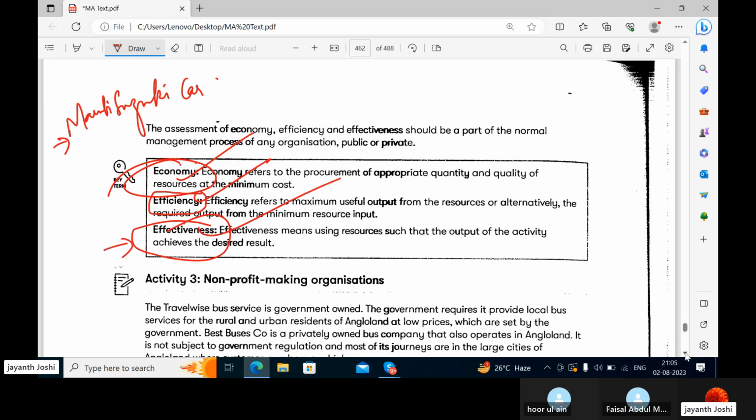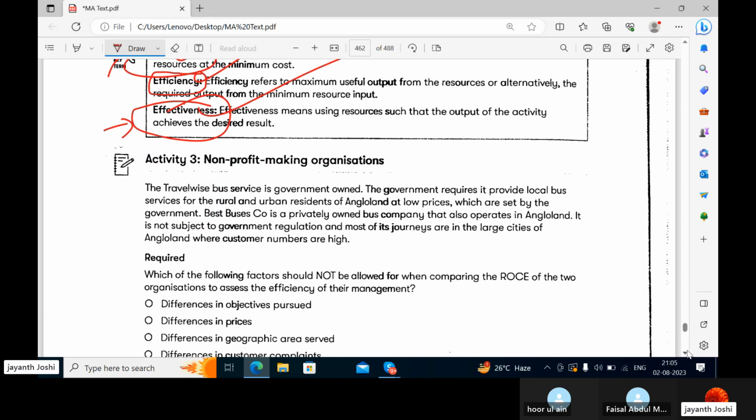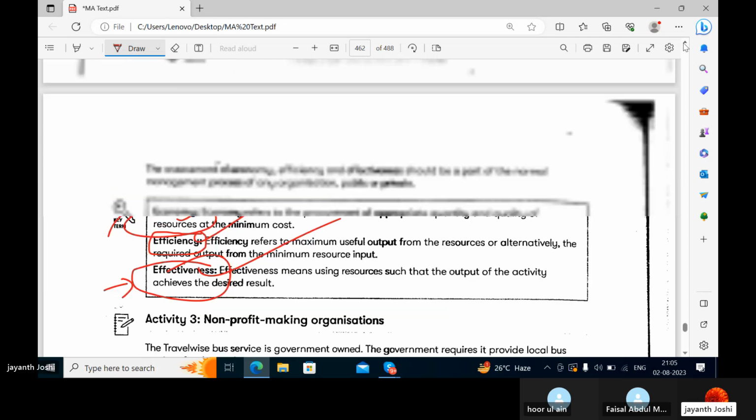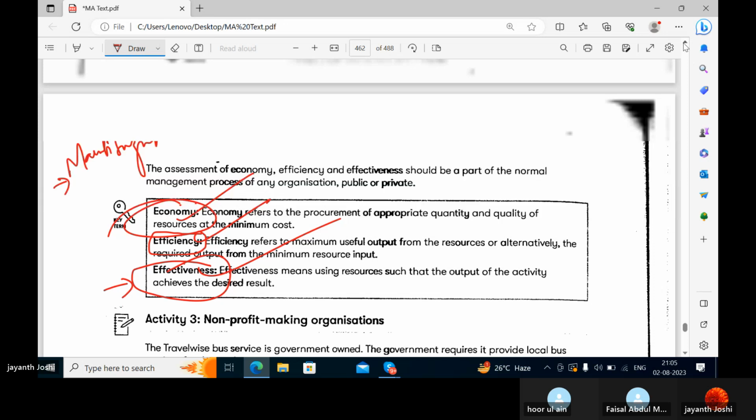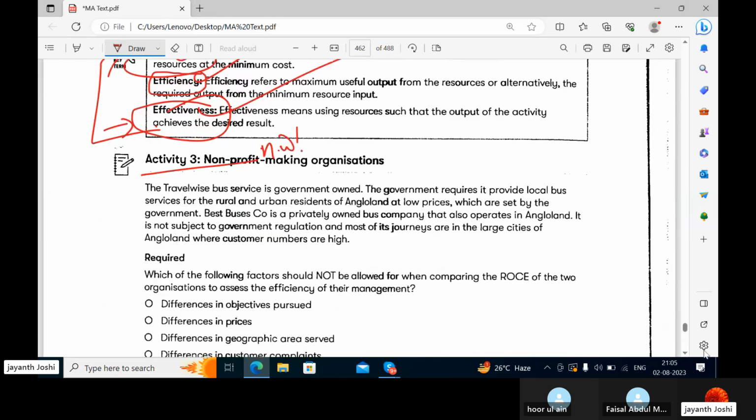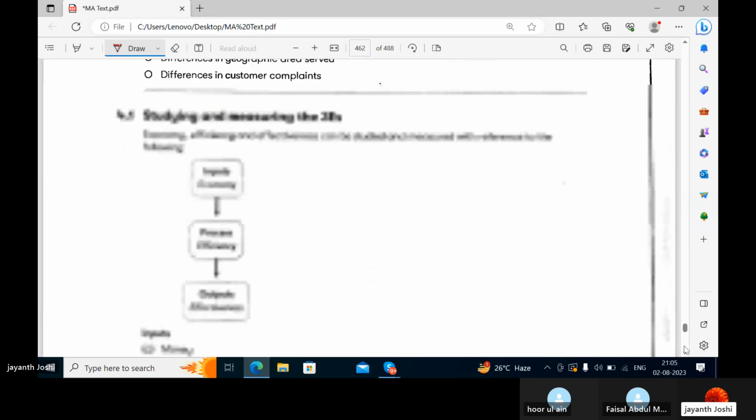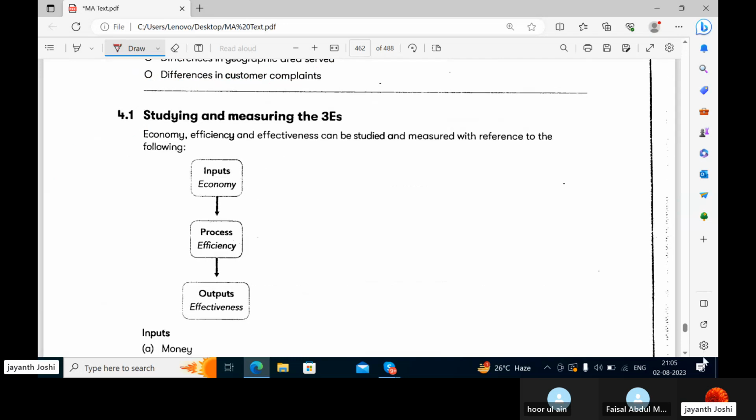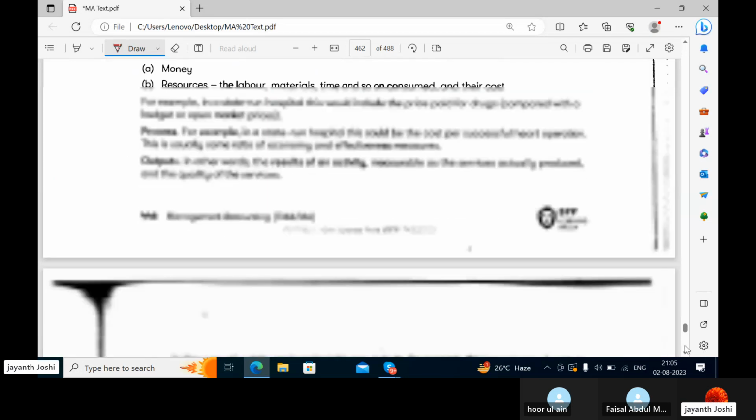So these 3 things we have to see in the performance of non-profit organizations. Whatever the non-profit organizations are, the output they give should have all these 3 things. There's an activity you have to do as homework: studying and measuring the 3 E's. Already I have explained this.